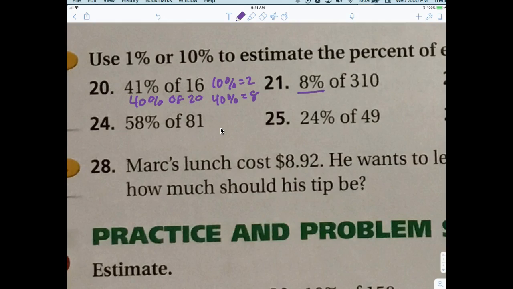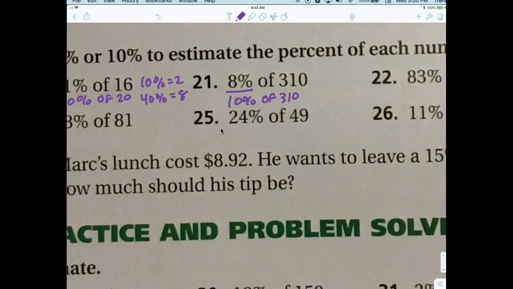8% is close to what? 10%. So we're doing 10% of 31. 310. 31. We're happy with that? Yep.